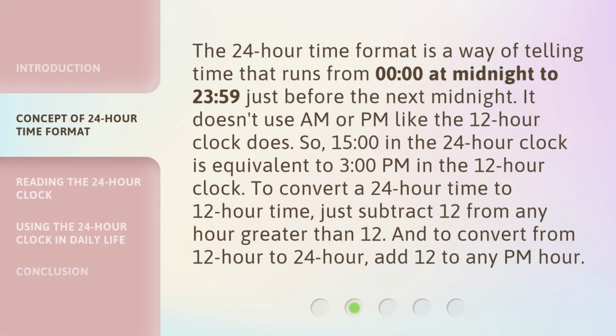The 24-hour time format is a way of telling time that runs from 0000 at midnight to 23:59 just before the next midnight. It doesn't use AM or PM like the 12-hour clock does. So, 1500 in the 24-hour clock is equivalent to 3 p.m. in the 12-hour clock. To convert a 24-hour time to 12-hour time, just subtract 12 from any hour greater than 12. And to convert from 12-hour to 24-hour, add 12 to any p.m. hour.